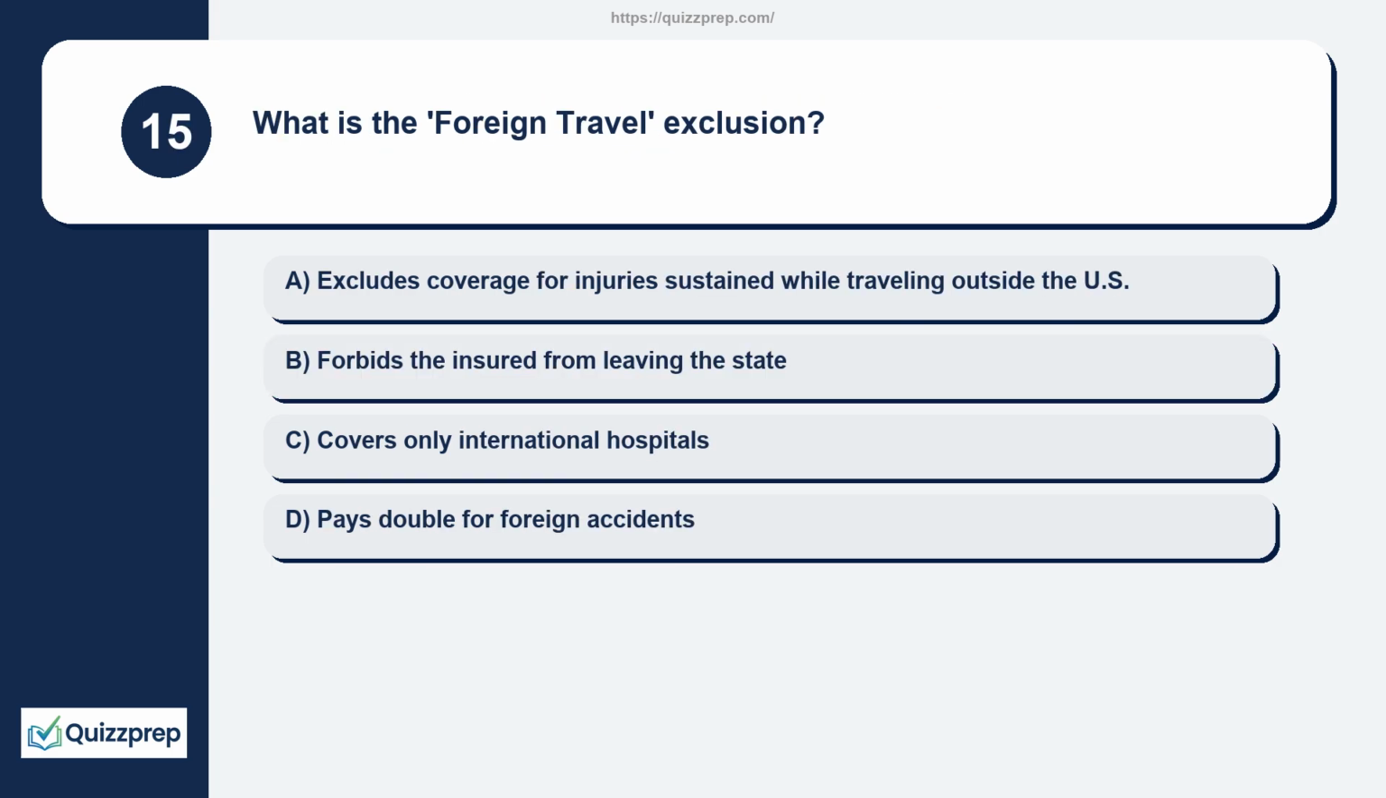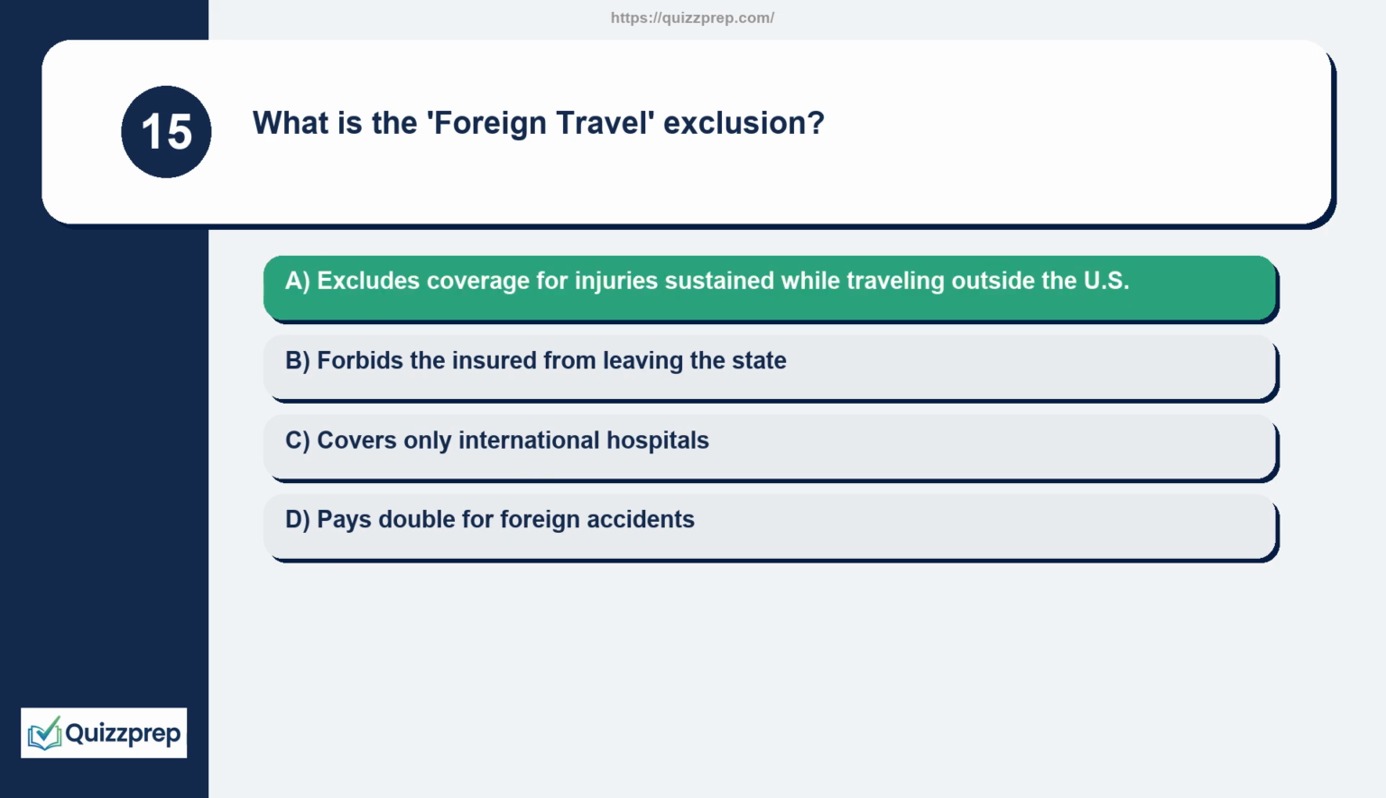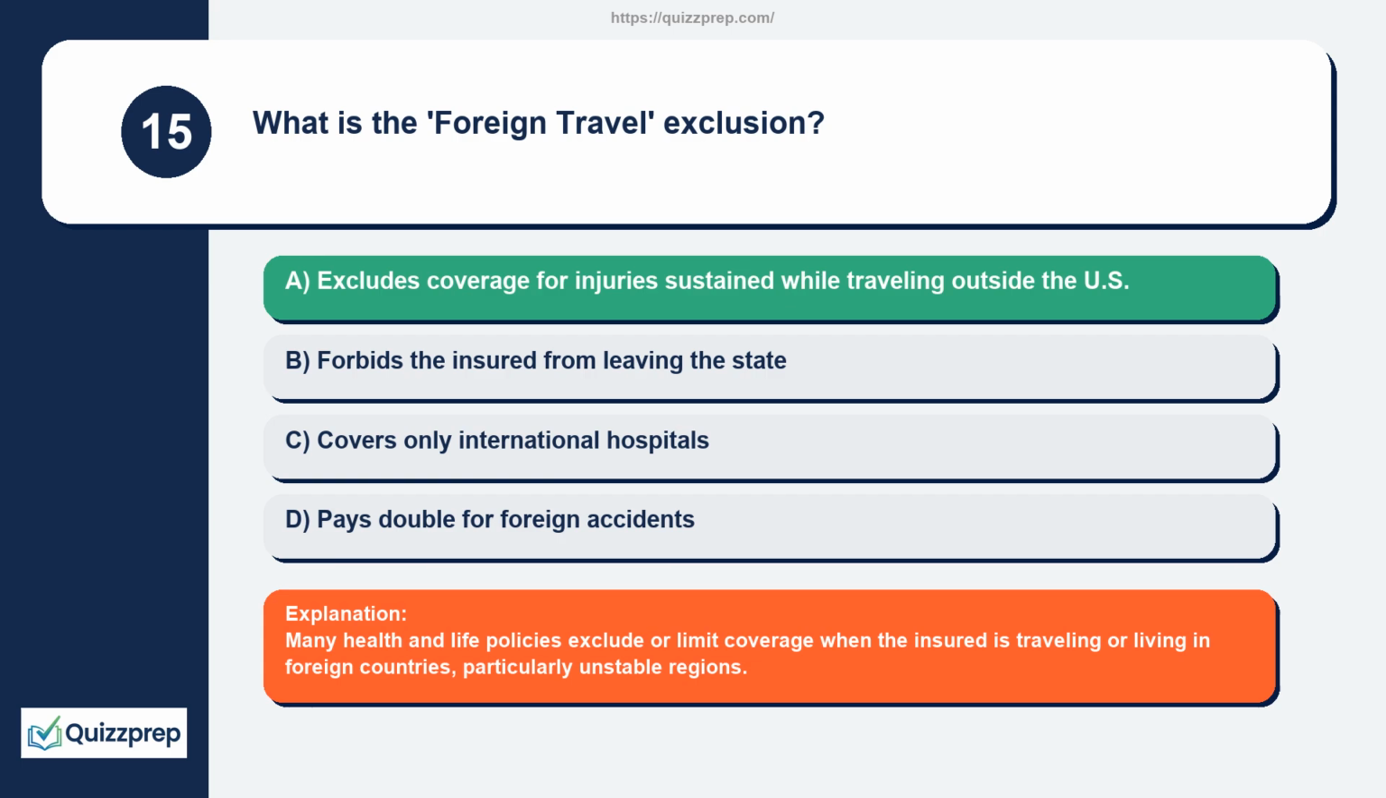Question 15. What is the foreign travel exclusion? Excludes coverage for injuries sustained while traveling outside the U.S. Forbids the insured from leaving the state. Covers only international hospitals. Pays double for foreign accidents. Many health and life policies exclude or limit coverage when the insured is traveling or living in foreign countries, particularly unstable regions.